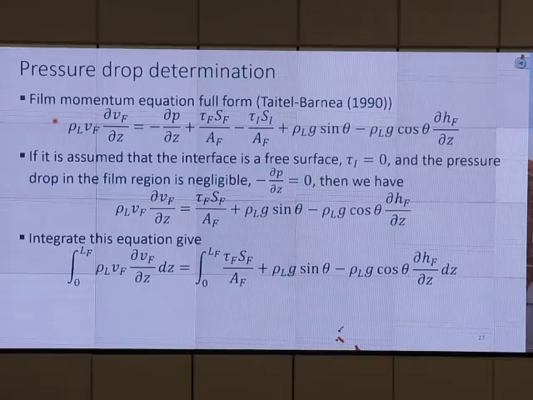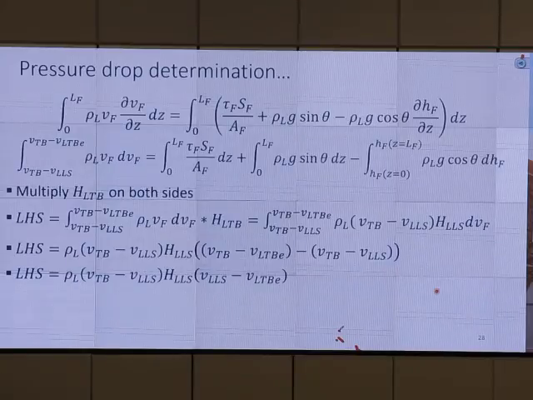Alright, let's start with this pressure drop equation. We start from the Barnea, Taitel-Barnea full form momentum equation. I don't do anything, I just do the integration from 0 to LF over the whole film length. I should have parentheses, but you understand that: this integration sign covers this whole term. We integrate the left side and right side from 0 to LF.